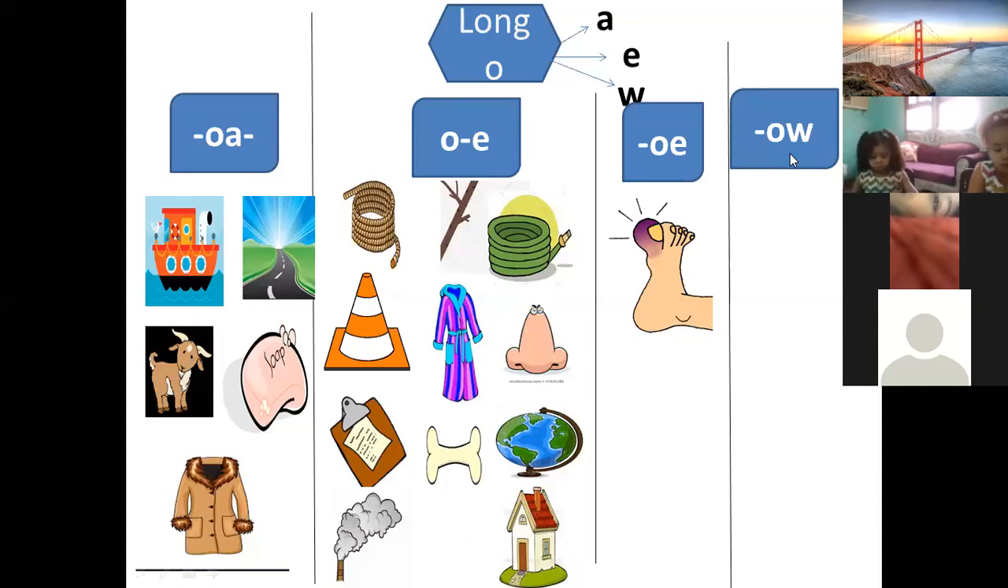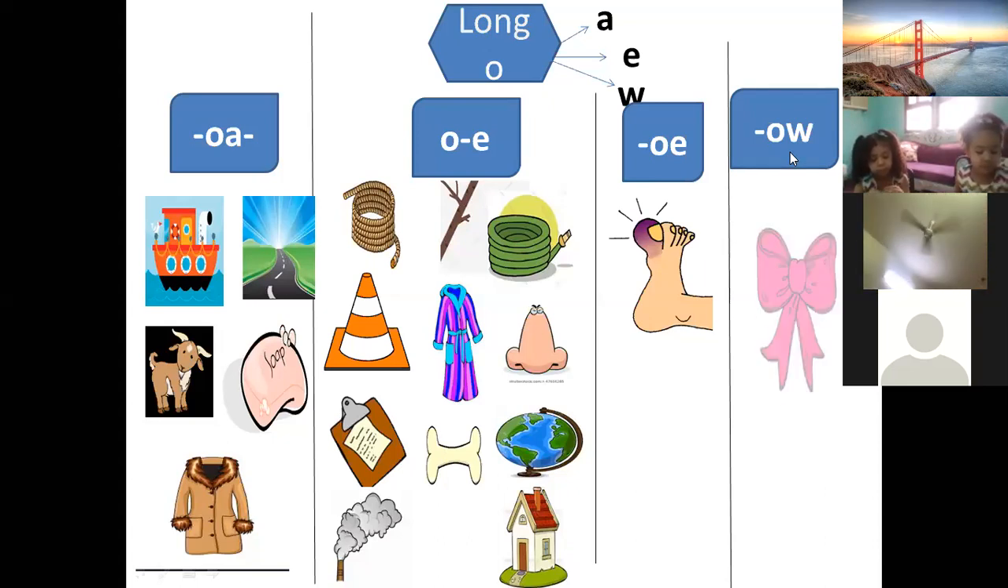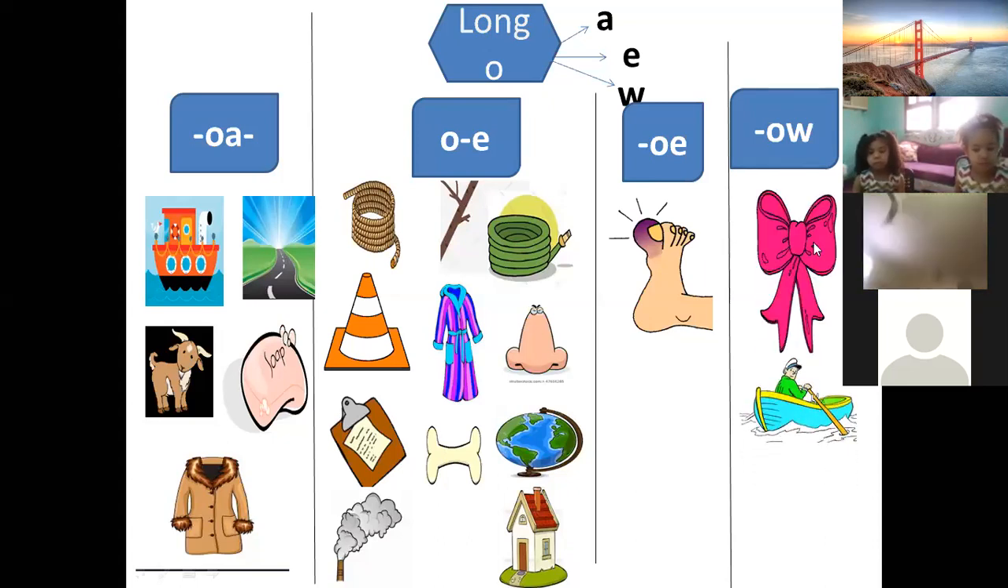And as we said, W is not a vowel, but when it comes beside O, it can change it from short O to long O. Here, KG, what is this? You can find it in your hair. You can put a bow. KG, bow. And this, the hand of the boat, we can let the boat move through a... What is this? Row. Row. So bow, row.